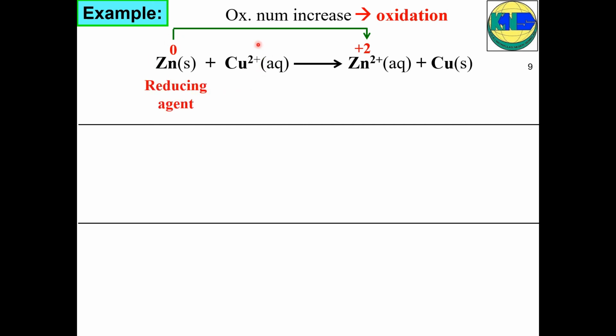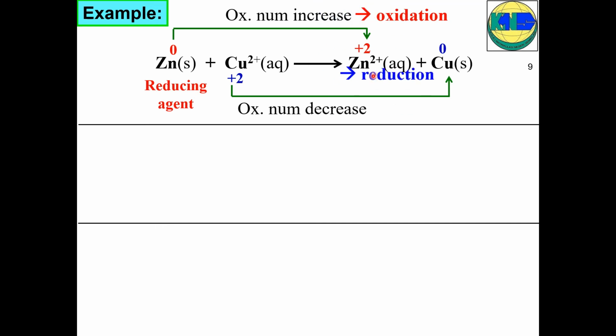So it means that zinc is called the reducing agent. Then look at copper 2 plus to copper. Copper 2 plus, the oxidation number is positive 2. Copper is 0. So you can see that the oxidation number decreased from positive 2 to 0. Oxidation number decreases, so it means that copper 2 plus undergoes reduction. Since copper 2 plus undergoes reduction, it's called the oxidizing agent.